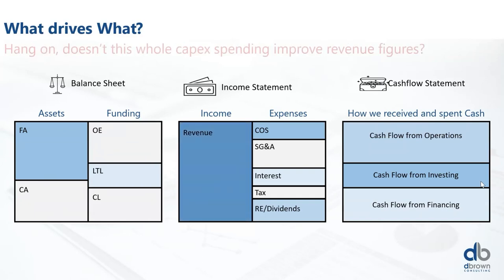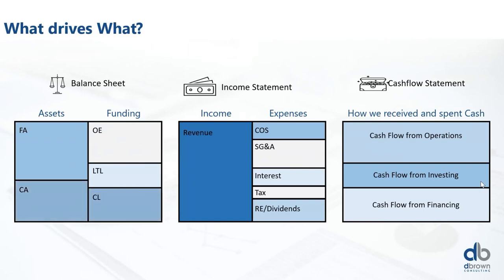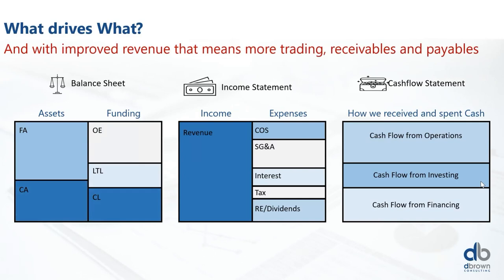But that's funding. At the end of the day, doesn't this whole CapEx spending improve revenue figures? If we buy new assets, hopefully we're increasing production. And if we're increasing production, then we're increasing revenue. So the same CapEx is now hitting revenue. So at the end of the day, you have direct and indirect effects.